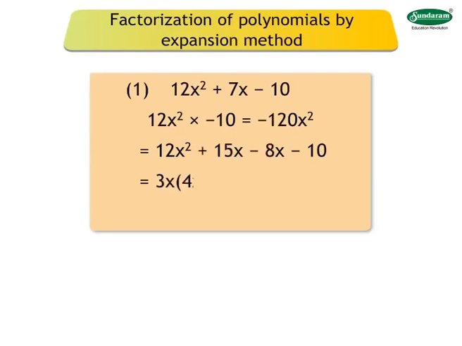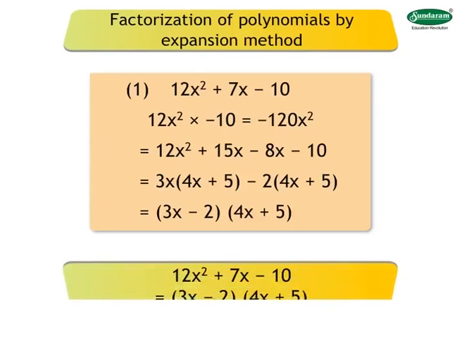3x into 4x plus 5 minus 2 into 4x plus 5. Here, please keep in mind that if there is a negative sign outside the bracket, we will change the sign inside the bracket. You can see here we have taken 4x plus 5 and not 4x minus 5. Remember to take care of the signs. Hence, the factors of 12x square plus 7x minus 10 is equal to 3x minus 2 in one bracket and 4x plus 5 in other bracket.